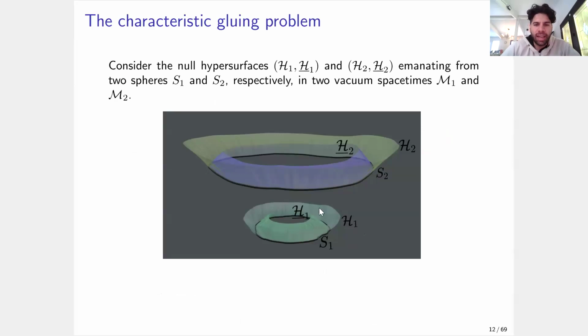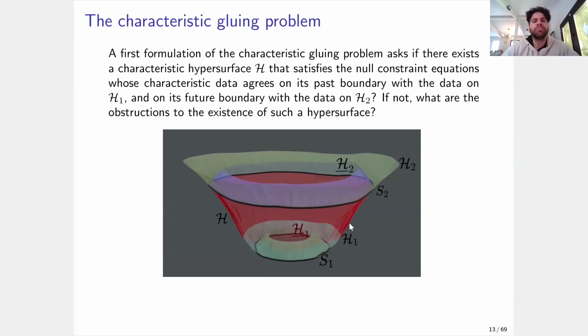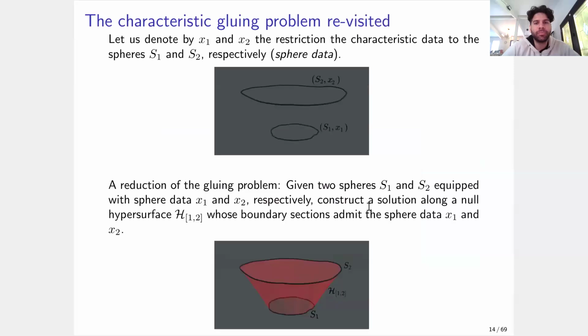These are things we discussed last time, right? Given two pieces of null surfaces, this is your first domain, this is your second domain. You have some equations satisfied here, you have some equations satisfied here, and you want somehow to connect them in a characteristic way, like that. That's basically the essence of the characteristic gluing problem.